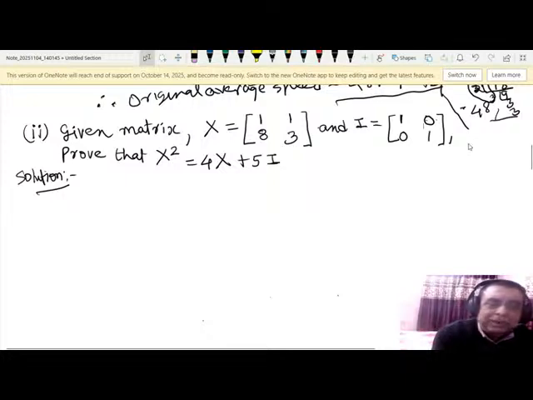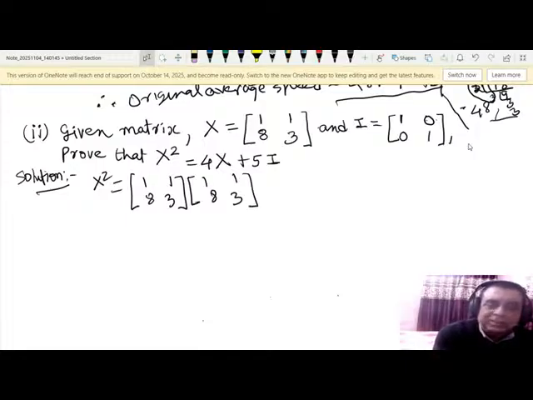So first you find out X squared. So X squared is what? It is X multiplied with X, so [1 1; 8 3] times [1 1; 8 3]. How are two matrices multiplied? The rows are multiplied with the columns. So first you multiply the first row with the first column.